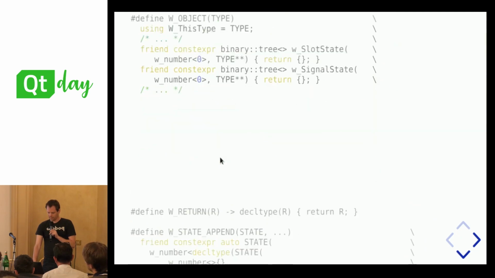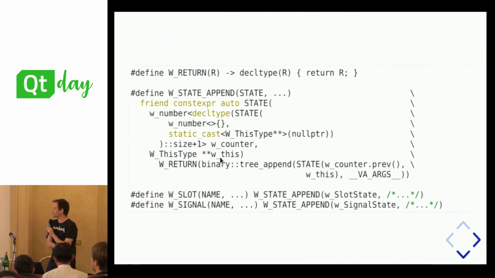So let's look at the other macros. And this is probably the most complicated slide of my presentation. All those macros, signals, slots, they're going to append something to the state. So what does this state append macro do, and how does it work? We're going to call it with both the slot state and the signal state. In both cases, it's going to declare a function with the same name.